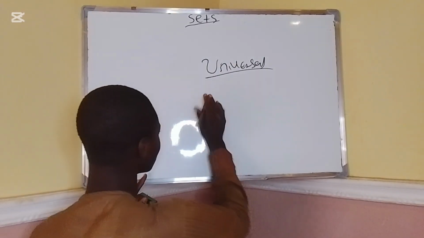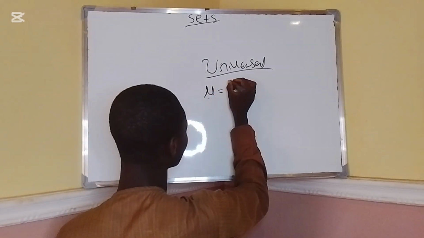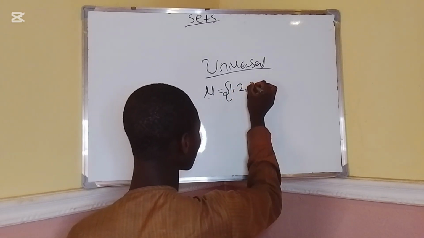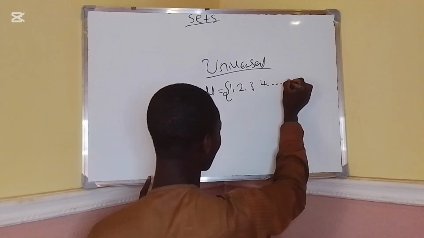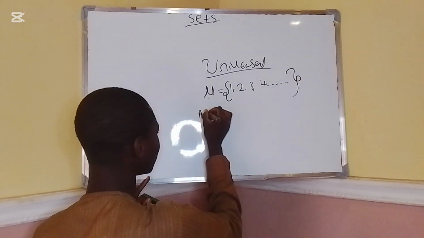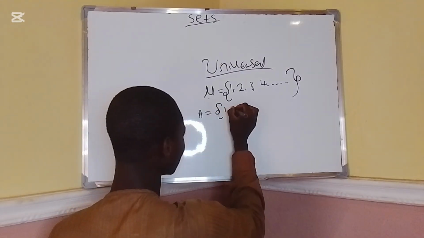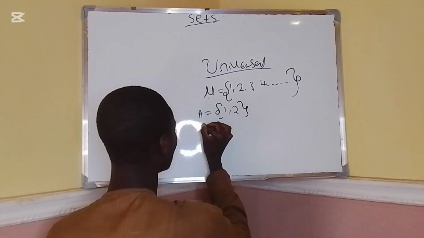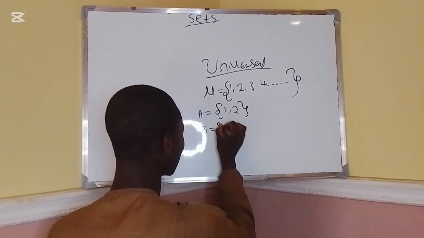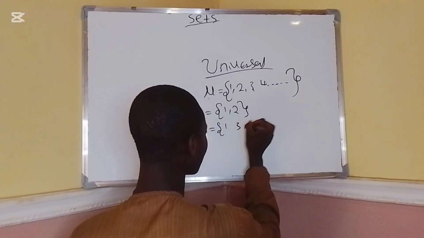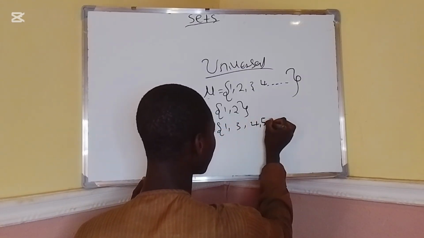So let me show the universal set. Let's say 1, 2, 3, 4, and therefore A, let's say I have 1 and only 2. Let's say B, I have 1, 3, 4, 5.